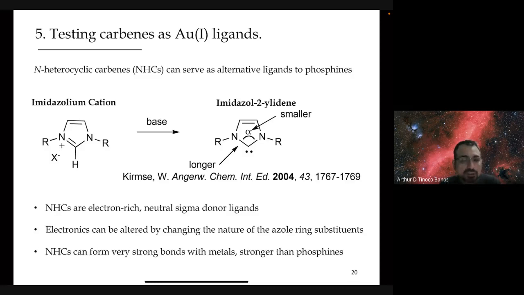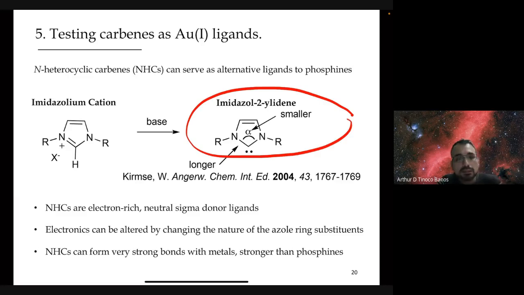And so people have explored the use of carbenes. So N-heterocyclic carbenes, NHCs, can serve as alternative ligands to phosphines. So here we have the representation of an imidazolium cation that in the presence of base will become this imidazol-2-ylidene. Okay, and so we have our carbene group right here. Okay, so NHCs are electron-rich, neutral sigma donor ligands.